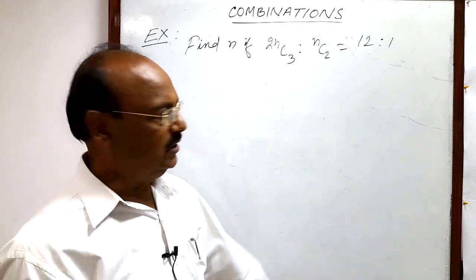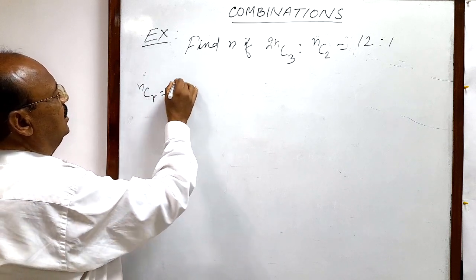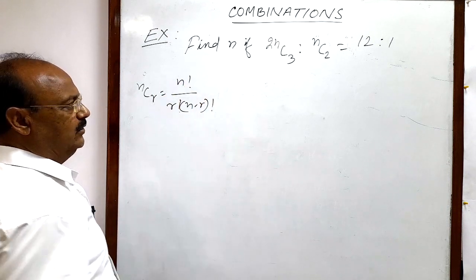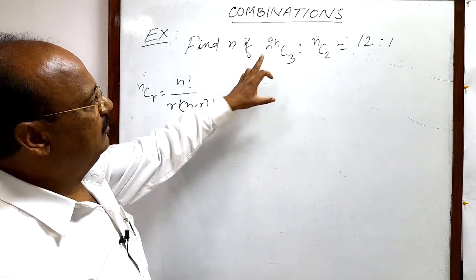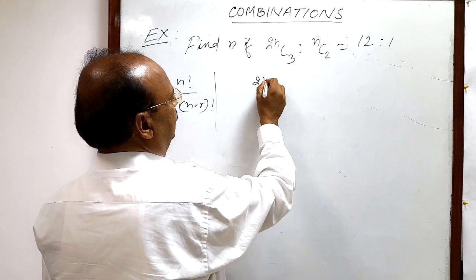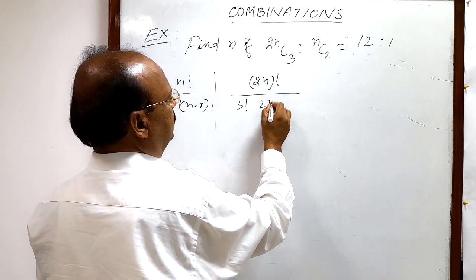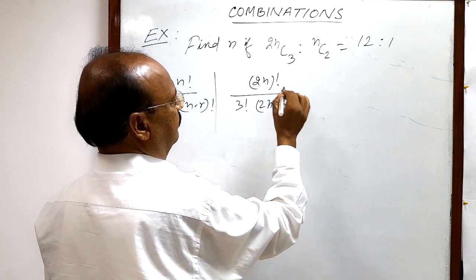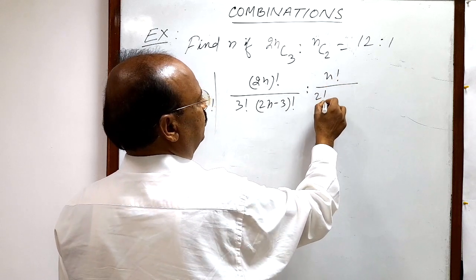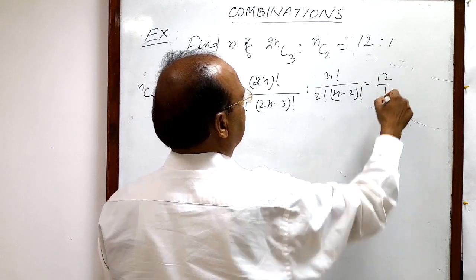Here we should recall the formula of combination. We write nCr is equal to n factorial by r factorial into (n minus r) whole factorial. So by using this formula, we can write 2nC3 is equal to 2n whole factorial divided by 3 factorial into (2n minus 3) factorial, is to nC2, which is n factorial by 2 factorial into (n minus 2) factorial. This is equal to 12 is to 1.